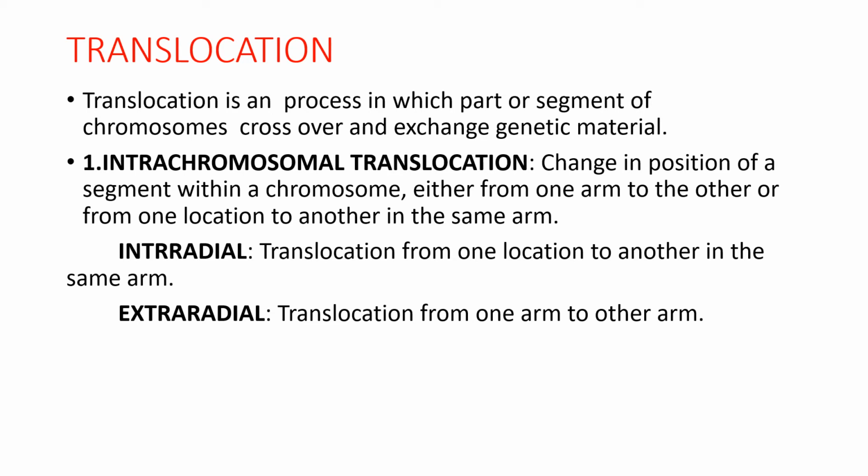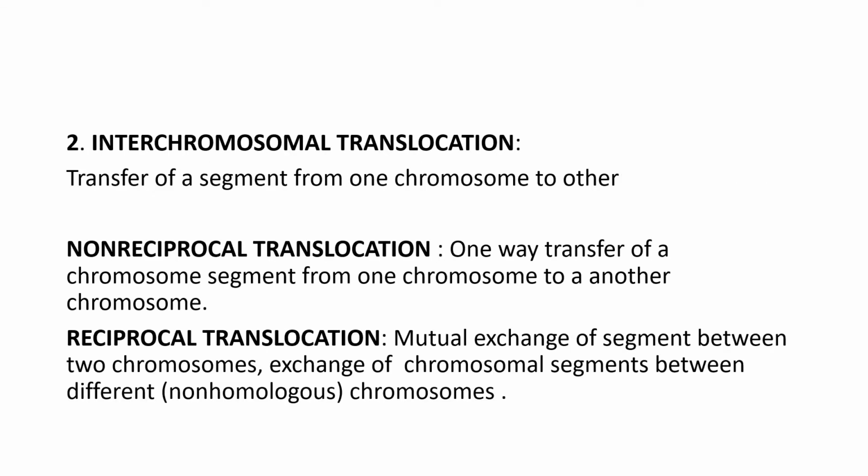So based on this, again there are two types. Intraradial, where translocation from one location to another in the same arm takes place. In extraradial, translocation from one arm to another arm takes place. In interchromosomal translocation, transfer of a segment from one chromosome to another takes place.